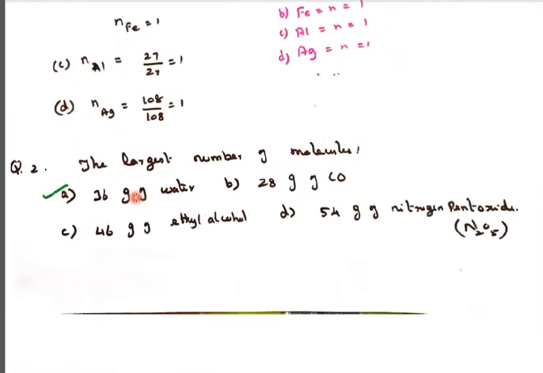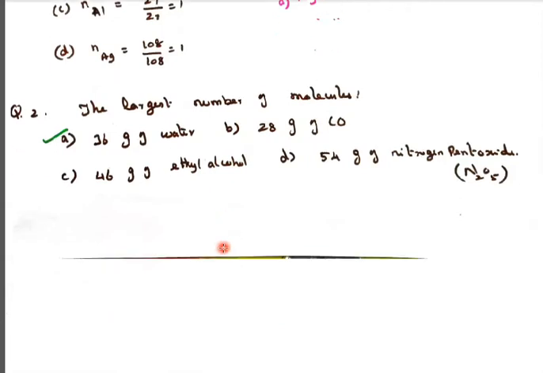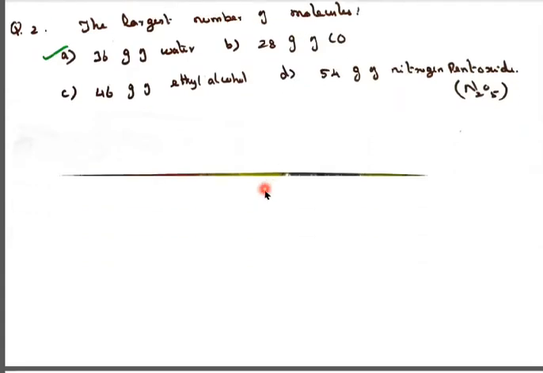So let us discuss another example: the largest number of molecules. Same pattern. 36 grams of water, 28 grams of carbon monoxide CO, 46 grams of ethyl alcohol C2H5OH, and 54 grams of nitrogen pentoxide N2O5. These formulas help you calculate the molecular weight. Ethyl alcohol formula is C2H5OH. Now let us find which has the maximum number of molecules.